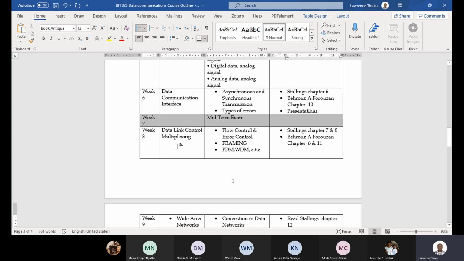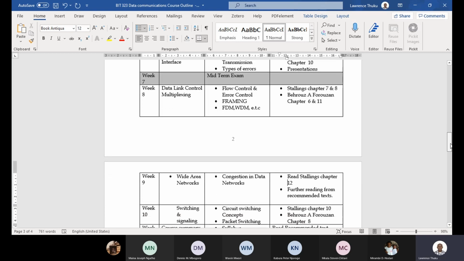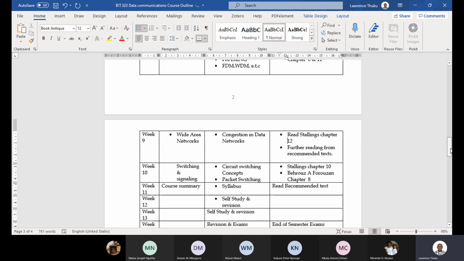And then, of course, we shall look at data link control and multiplexing. Now, here is one of the layers of the OSI model, which is charged with the responsibility of ensuring that the data is transmitted correctly at all times. We look at how it does that by looking at some of the techniques it applies, for example, what we call flow control and error control, framing, and other different techniques like the FDM and the WDM techniques, which are involved in data control.